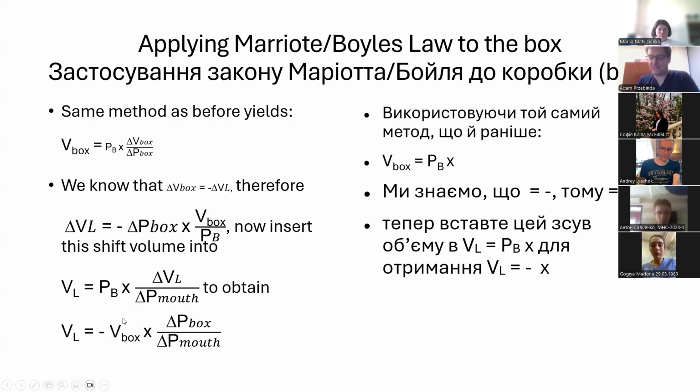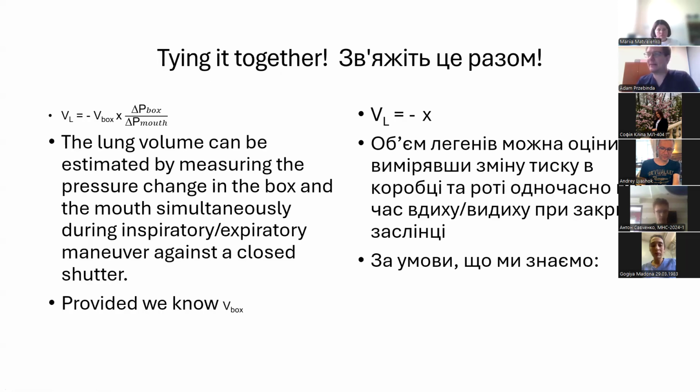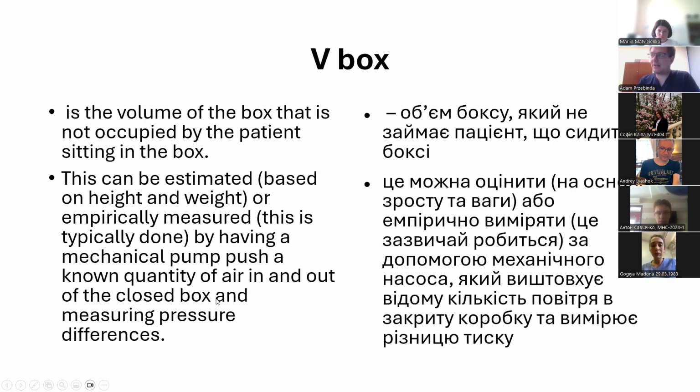And there's a few ways that, I put that here, sorry. So the volume of the lung is equal to this. And so the idea is that you can estimate it by measuring this change in pressure in the box and mouth. So what is this volume of the box? V box is the volume that is not occupied by the patient that is sitting in the box. So because it's this telephone booth shape, you can easily calculate the volume of the whole thing, but you have to subtract the volume of the person that's sitting in there.